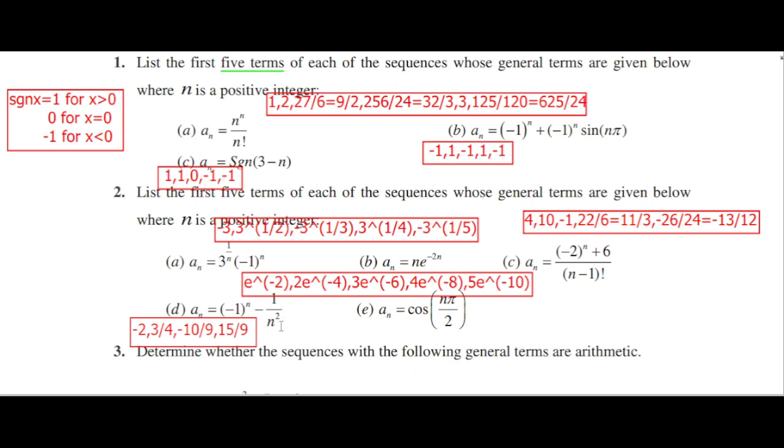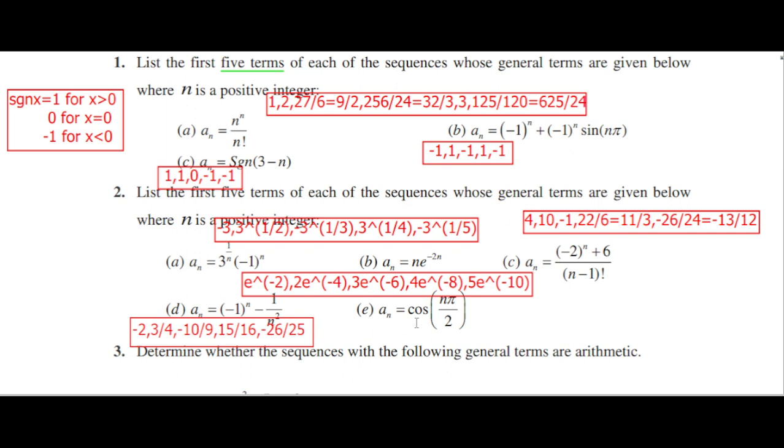Next, the fifth term. This is minus 1 over 5 squared, 25, so minus 25 minus 1, minus 26 over 25. These all are the first 5 terms for this sequence.